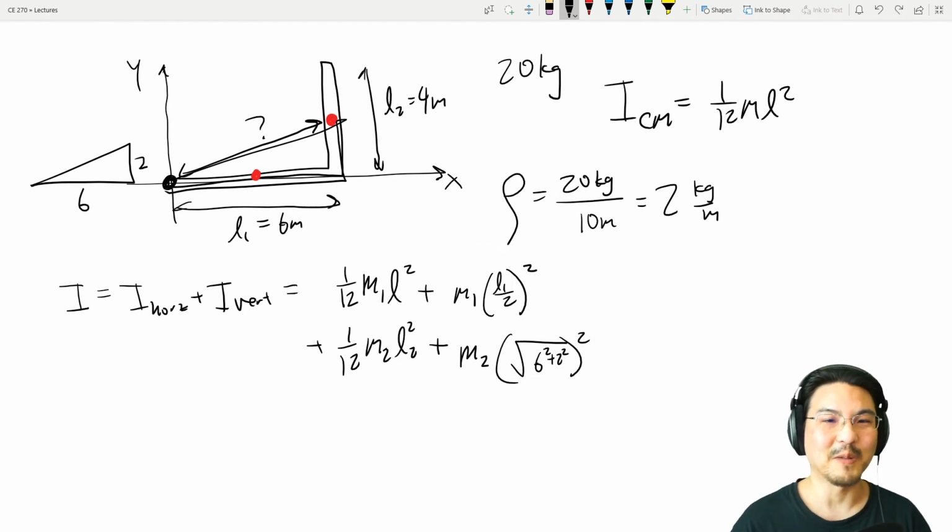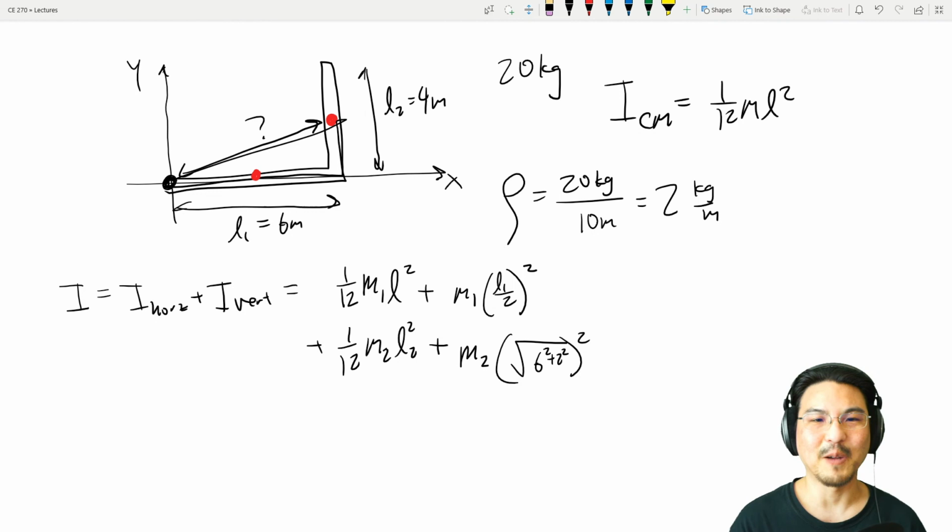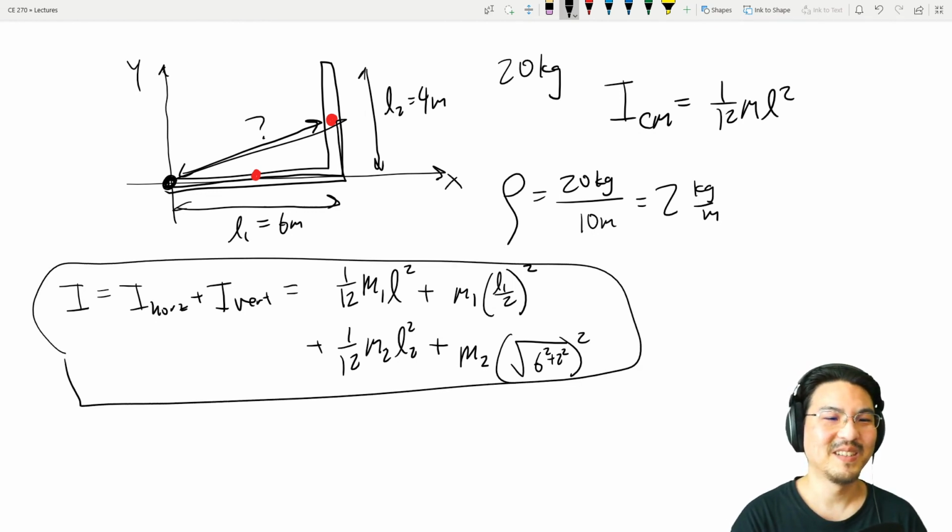Okay, and that's how you would solve the moment of inertia of a bar like this using the parallel axis theorem. I wouldn't recommend doing the integral way. Doesn't this way seem much faster and easier and less prone to making mistakes?